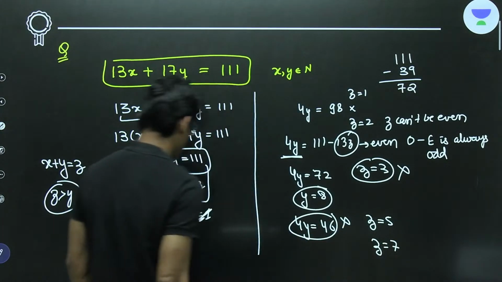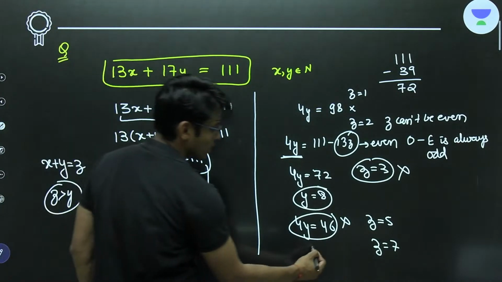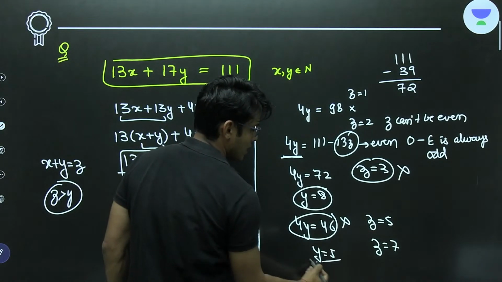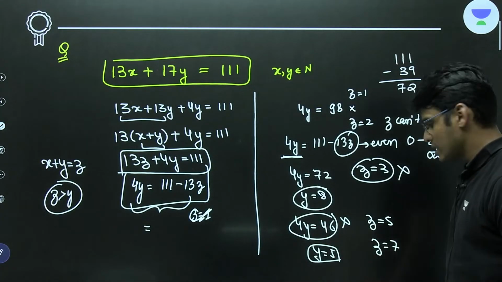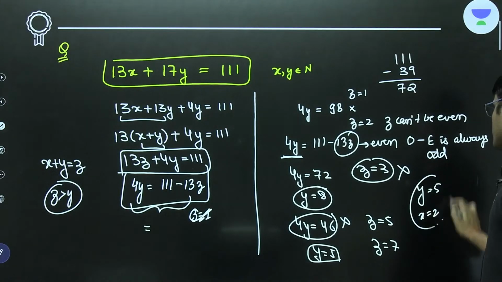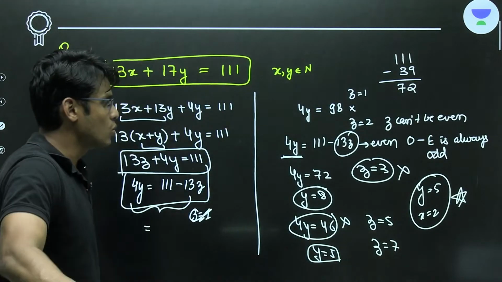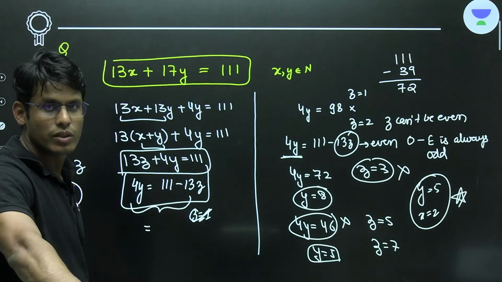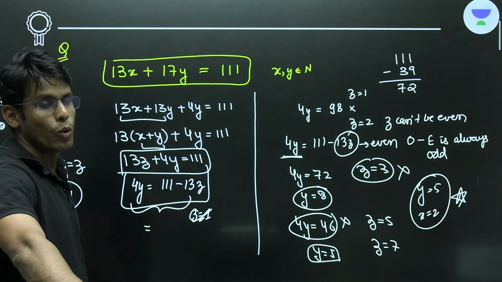z equals 7. You have 13 sevens are 91. 111 minus 91 is 20, so y equals 5. Now this is interesting, because my y is less than z. y equals 5, x equals 2 is my solution. Right? x equals 2, y equals 5 is my solution. So this is the only solution.